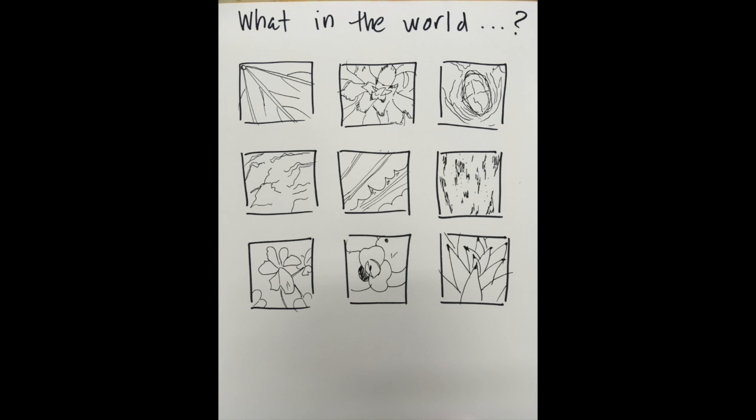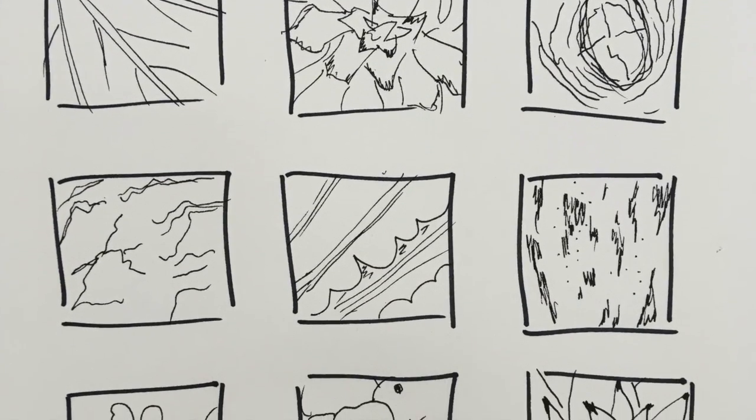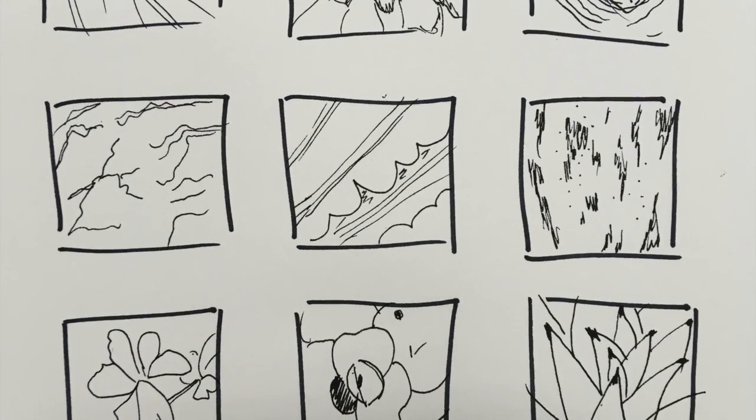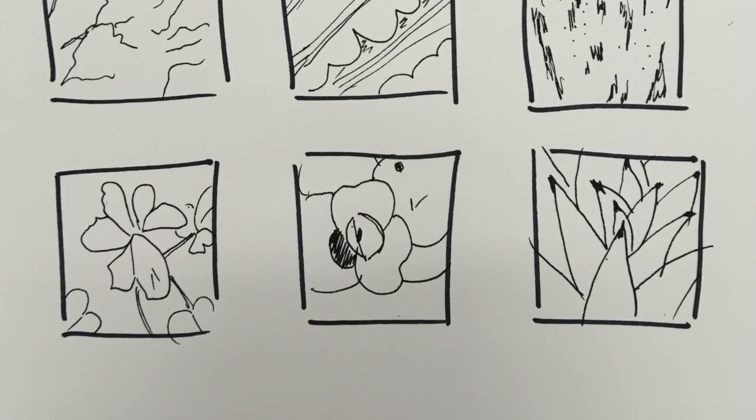I went in my backyard, and these are the things that I found. Can you guess what any of them are? I'll give you a clue. There's a rock, the wood on a fence, a lot of plants and leaves, and the texture on an apple on a tree.